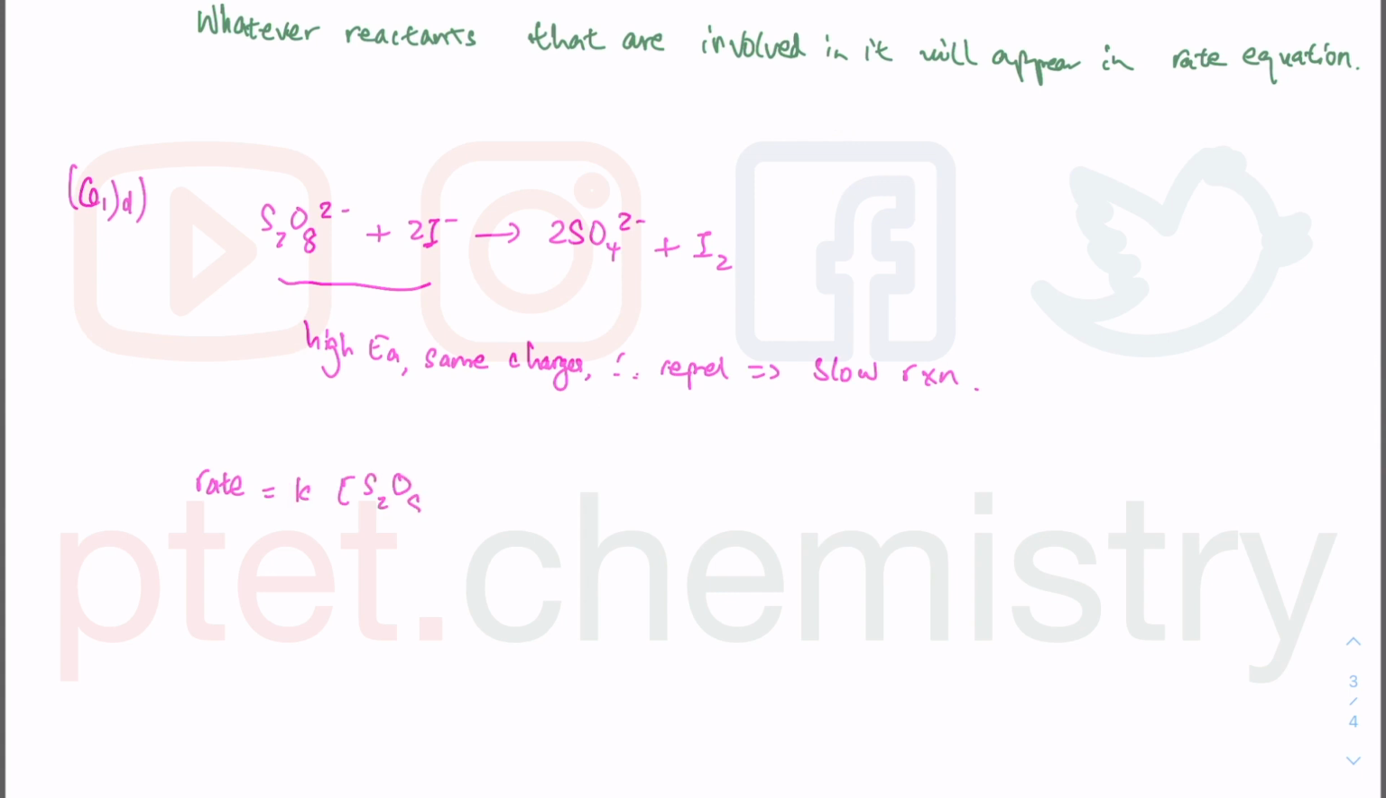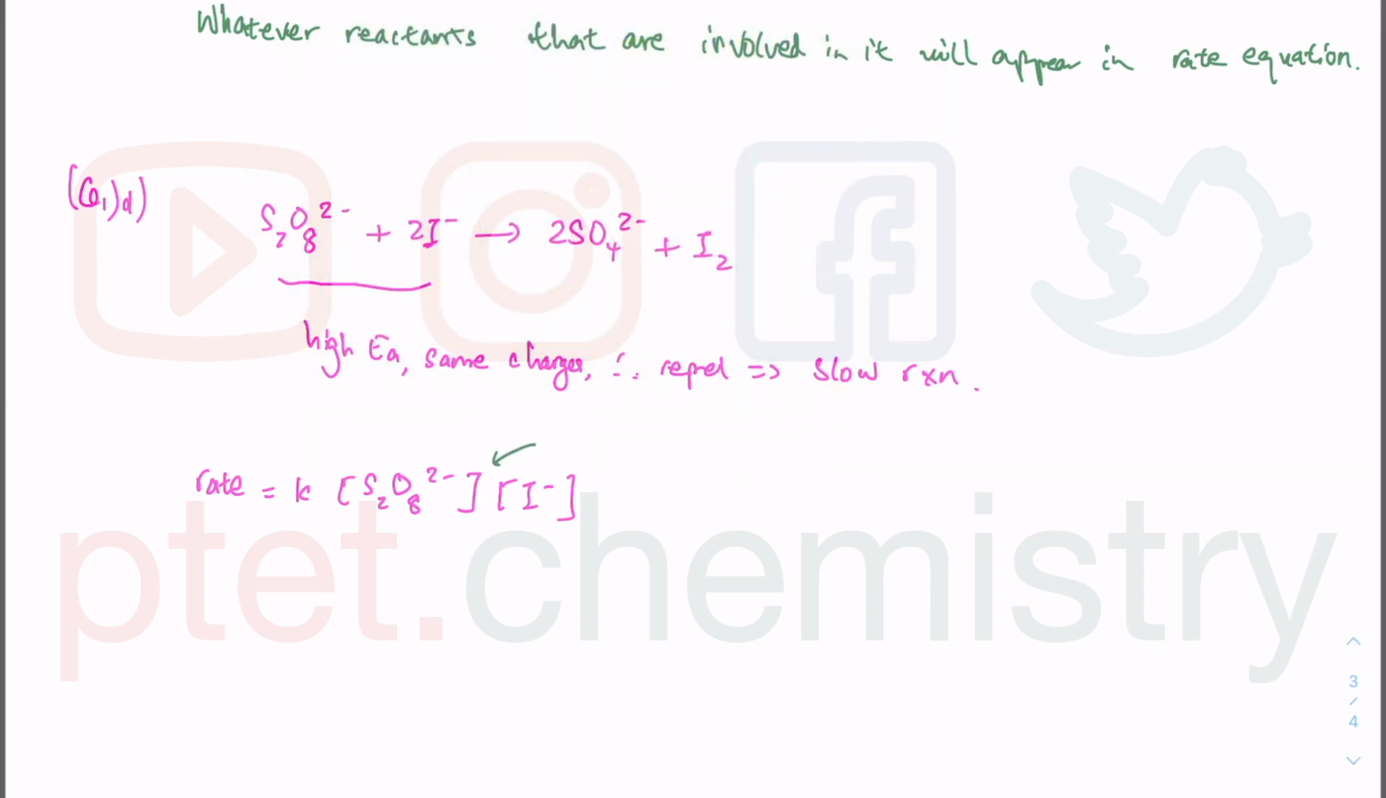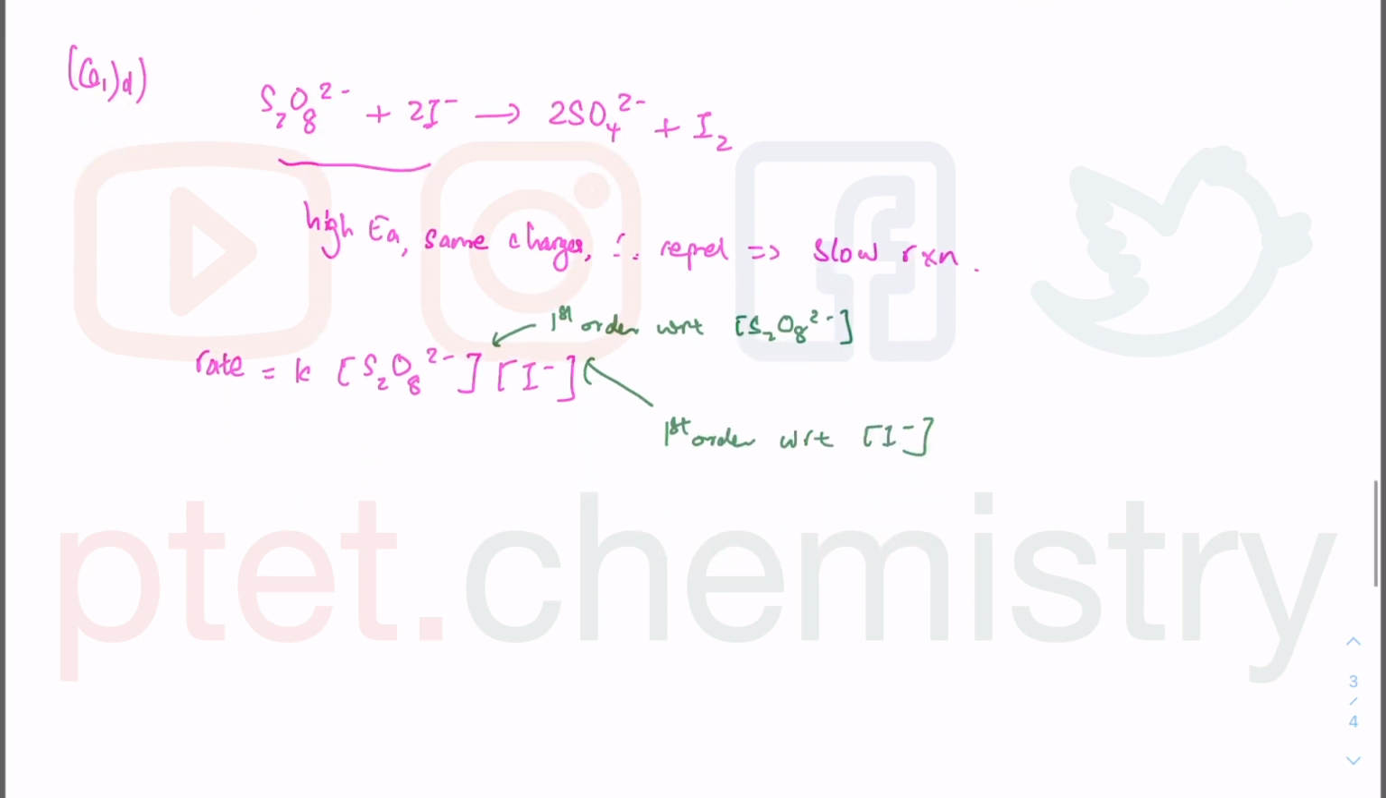Now, if you have a two-step mechanism, they give you the rate equation, S2O8 2 minus and I minus. We look at the rate equation given and we see that this is first order with respect to S2O8 2 minus. And we also notice that despite the equation showing you 2I minus, the rate equation shows you that it's only first order with respect to I minus. So what in the world is going on? They say suggest equations for a two-step mechanism. And then which one is the rate determining step?